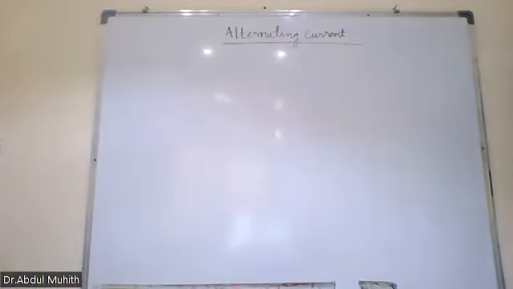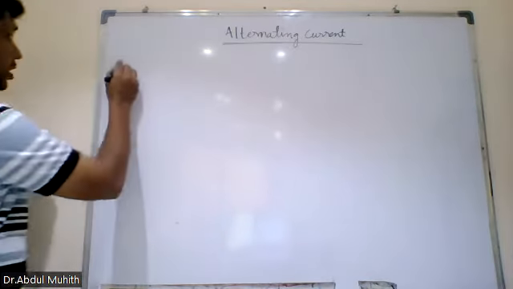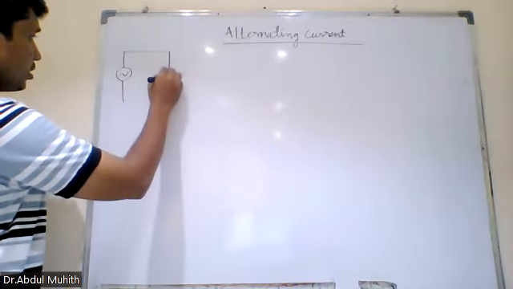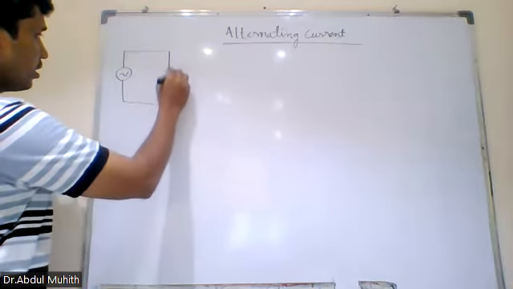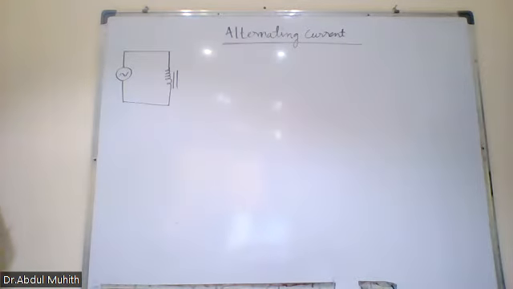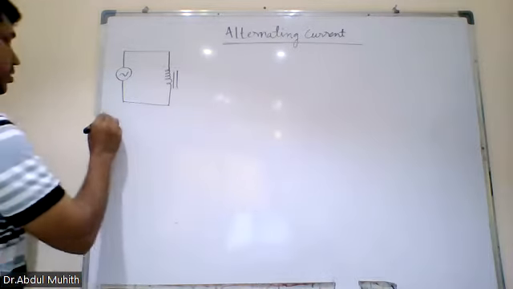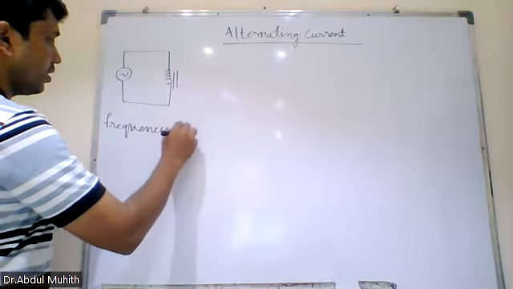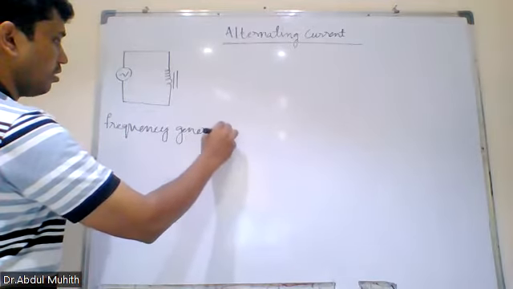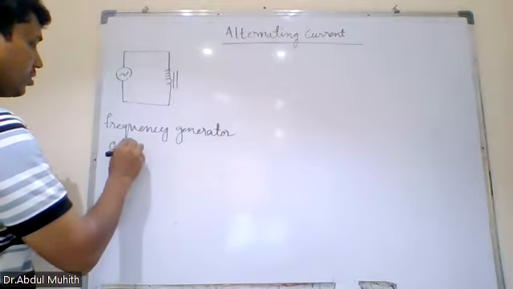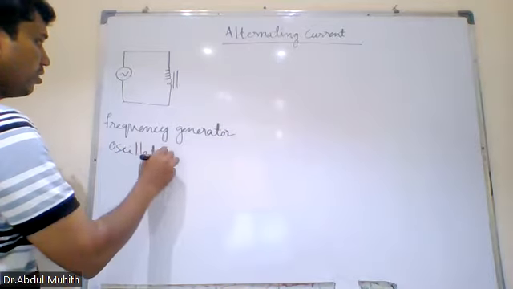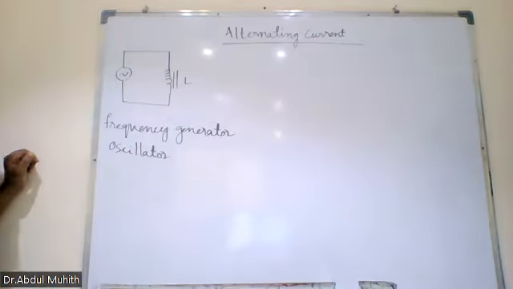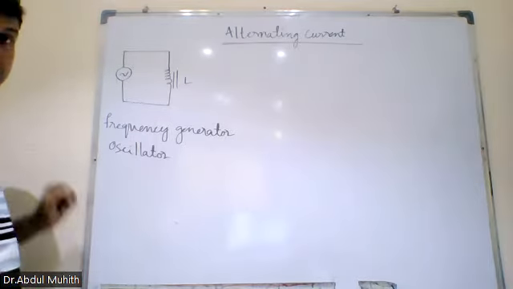Now suppose an inductor is connected to AC. Keep that in mind when I'm discussing AC. That means it is connected to a frequency generator or an oscillator. This is L, the inductor. In simple words, it is a solenoid.